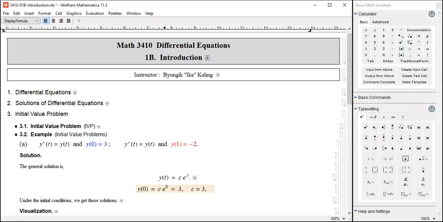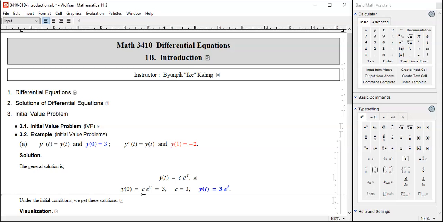Now c equal to 3, that's not the end of the problem. What we're looking for is y of t. So at y of t, c is equal to 3. So what do you have? y of t is equal to 3 e to the t power, which is the final solution. And this is the solution of this initial value problem, the blue problem.